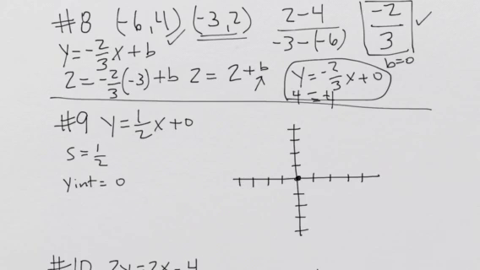Let's graph that right there. And then the slope is a half. And so what is that? Rise over run equals the slope. So we have a rise of 1 and a run of 2. So we got to go to the right 2 and go up 1. See, that represents a rise of 1 and a run of 2. So that would be how you graph that.